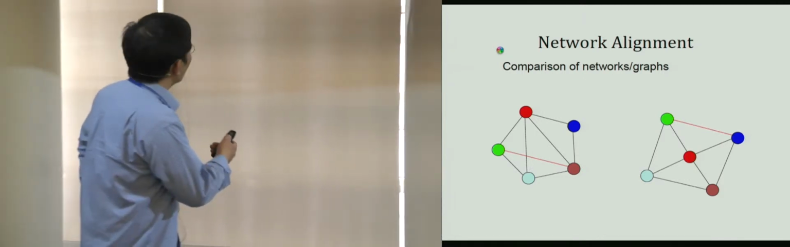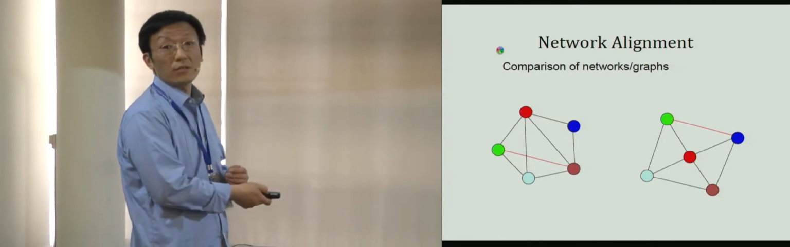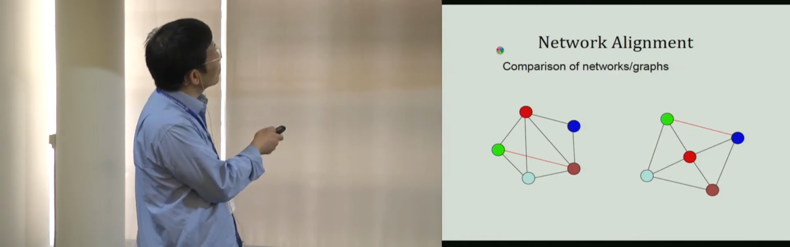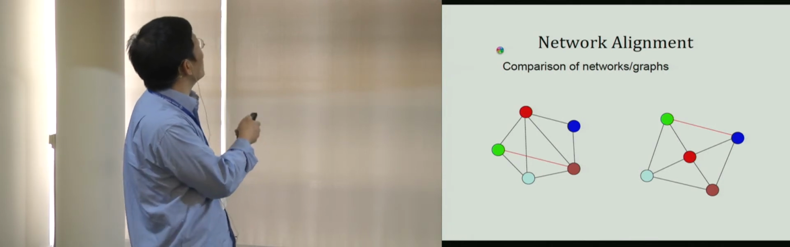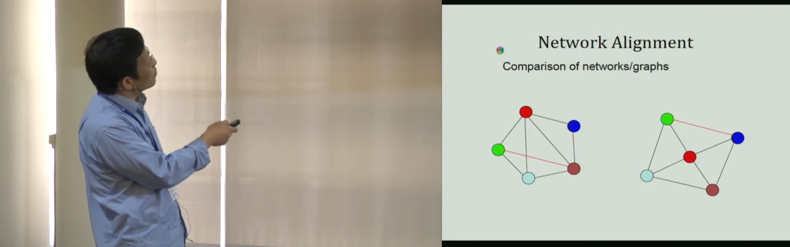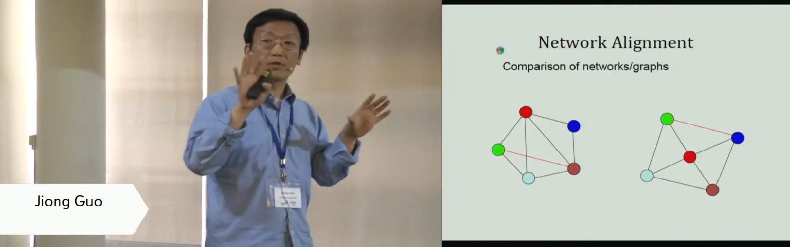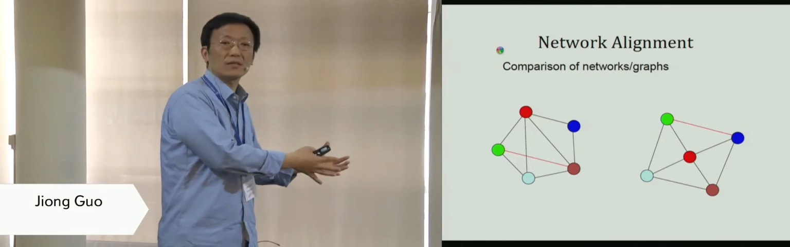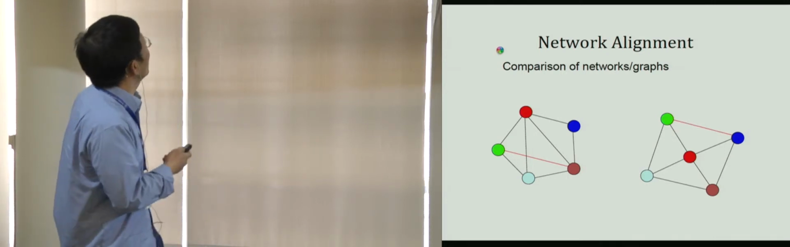Here is an example. We have 5 nodes here and also 5 nodes in the second graph. We can say the red one can be mapped to the red one here, and so on. But there are 2 edges, one in the first graph and one in the second graph, for which we cannot find corresponding edges. There are some mistakes. They are similar, but not identical, these 2 graphs.